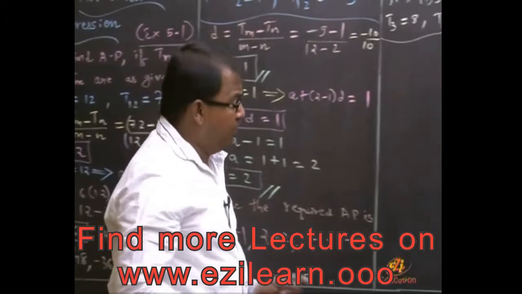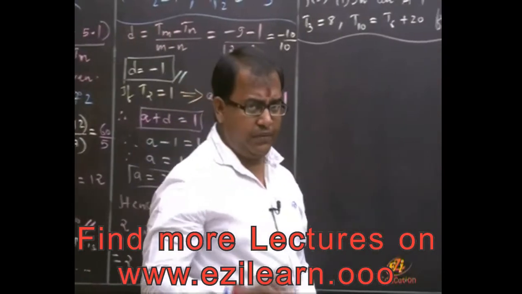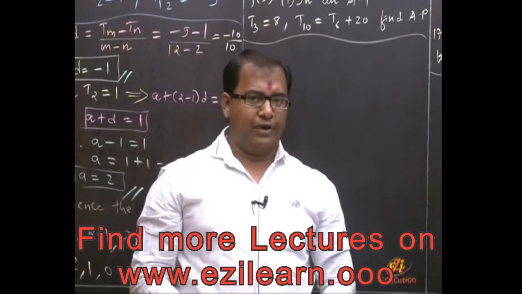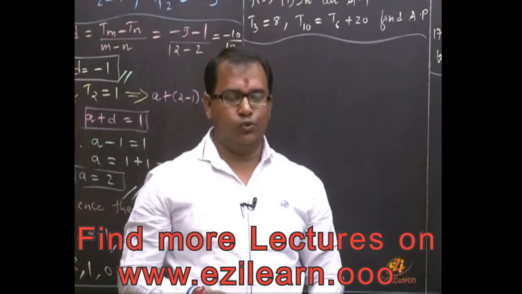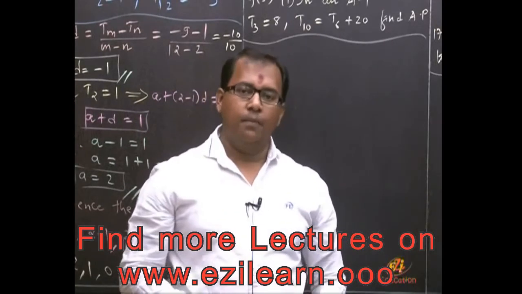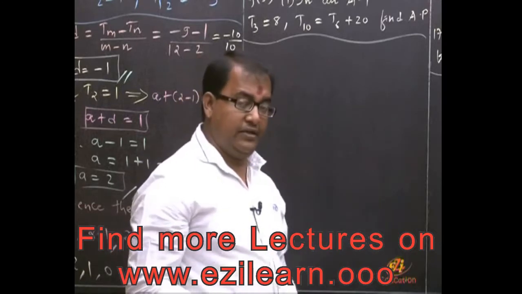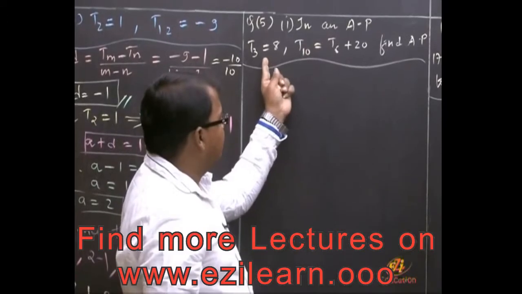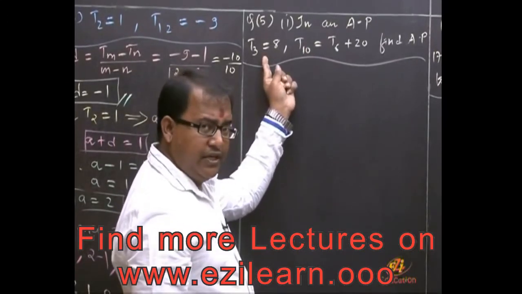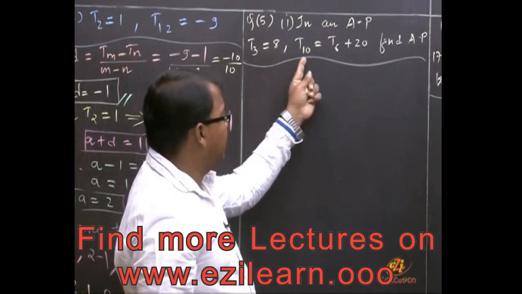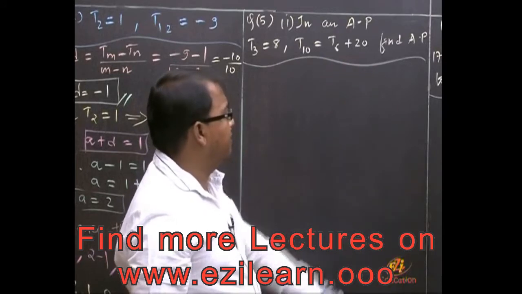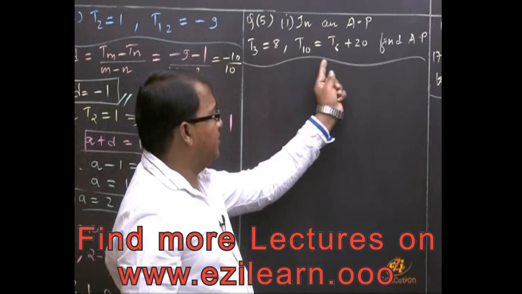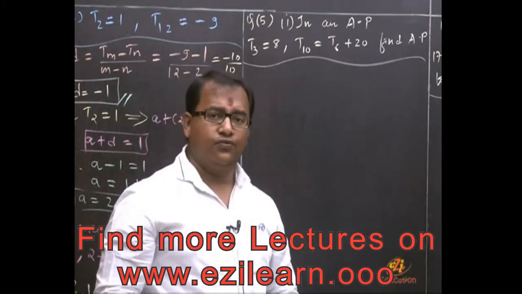Next, friends, we are proceeding to question number 5. We have completed question number 4 of exercise 5.1. Question number 5 comprises again 2 sub questions in one big question. Let us read it out. In an AP, T3 is 8, that is the third term is 8, T10 is T6 plus 20, find AP.